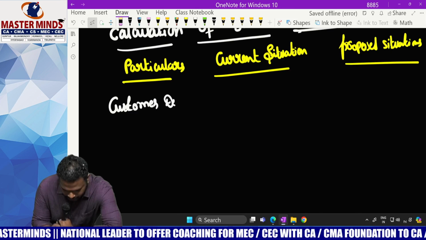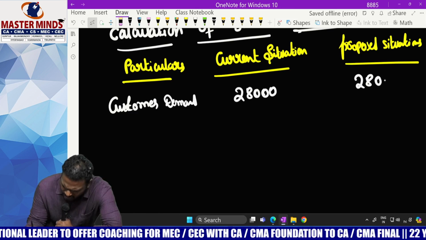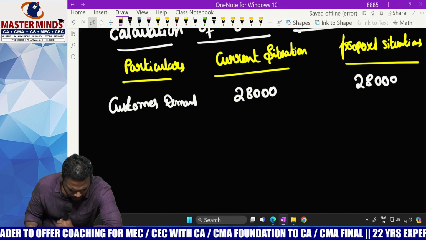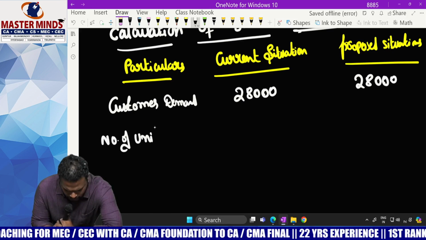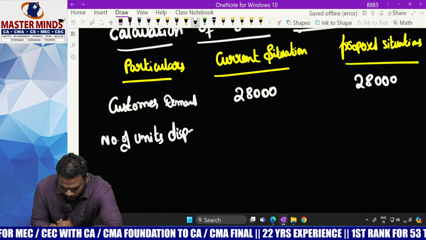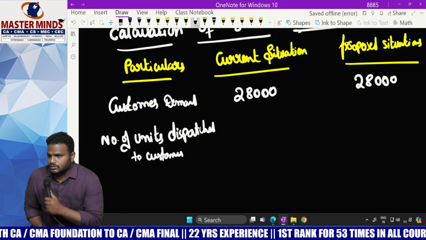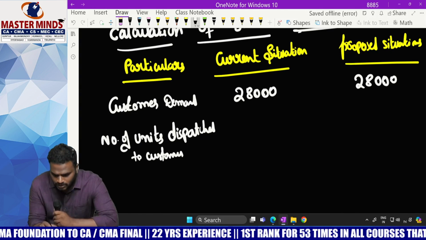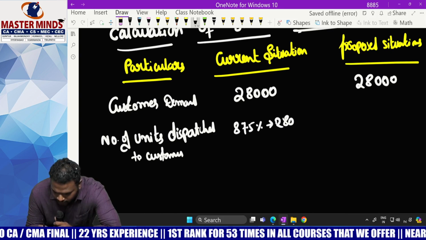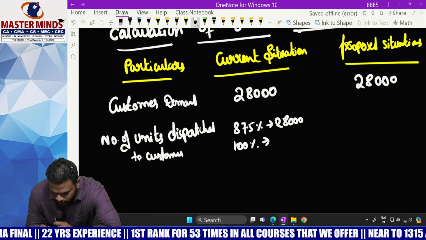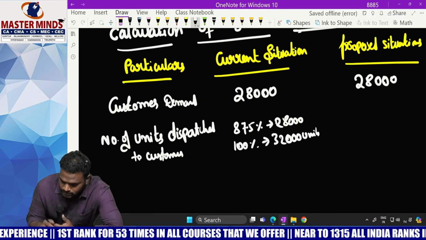Customer demand. In the current situation, how much? 28,000. The proposed situation is also 28,000 only. Yes or no? Number of units dispatched to customers. How many units do you know? Sir, these 28,000 are equal to 87.5%. Then 100% is? Then tell me now how many units are dispatched? 32,000 units.